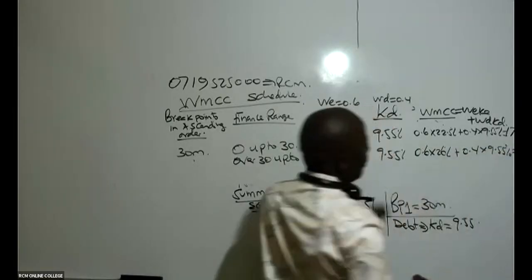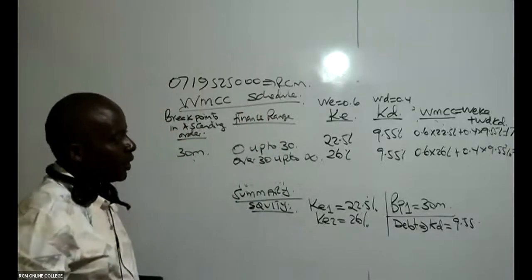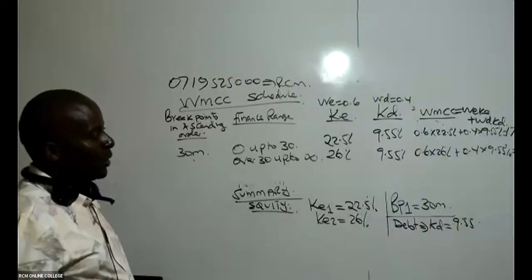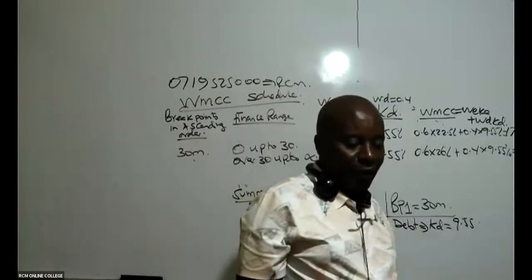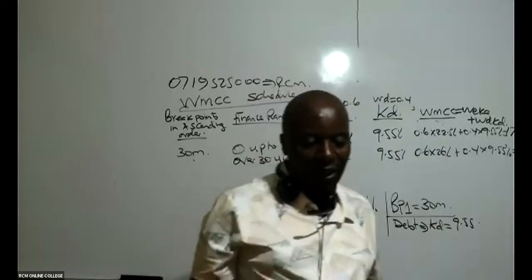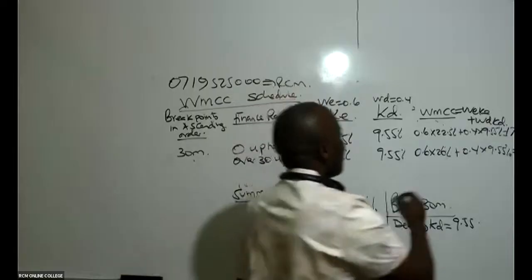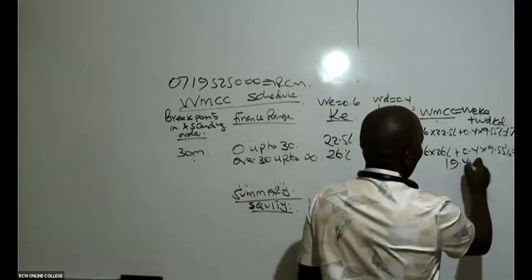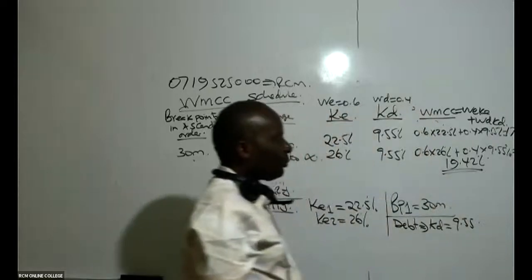Is there somebody who is able to give me this figure? 0.6 times 26% plus 0.4 times 9.55%. So this one is going to give us the final figure there. Somebody should be able to give us an answer. The final figure there will give us 19.42%. And now that marks the end of that question.